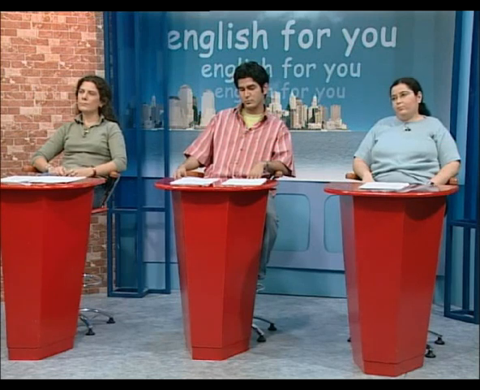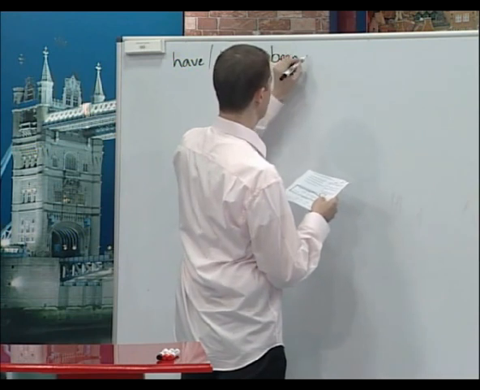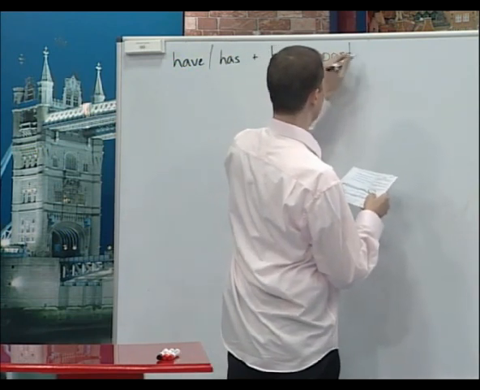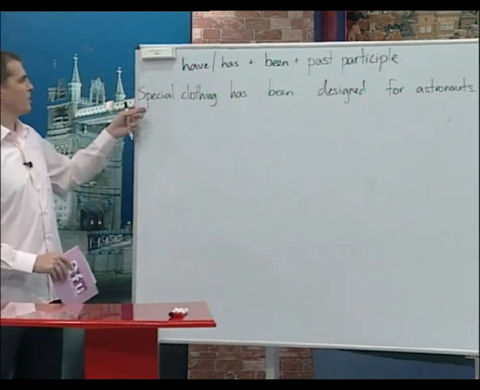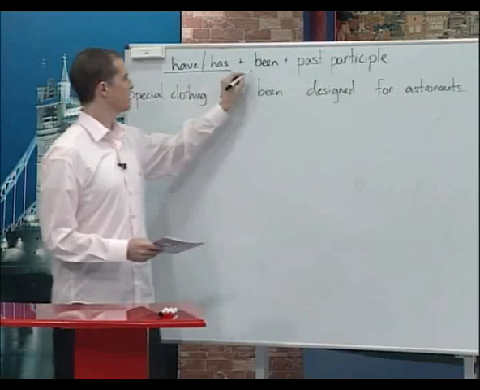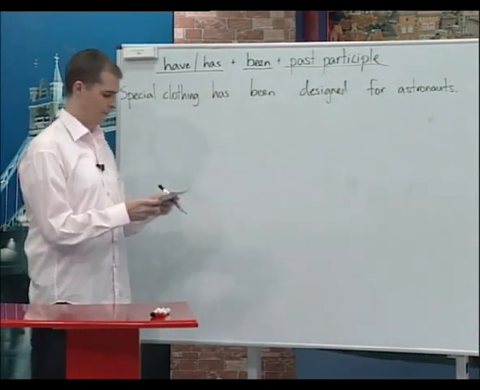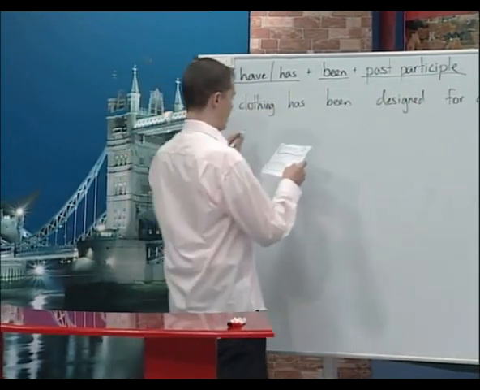To form the passive voice of the present perfect tense, we use have or has plus been plus past participle. So, for example, special clothing is our subject. Now that is has been designed for astronauts. Special clothing has been designed for astronauts. Have and has been past participle. Okay, to form the negative of the present perfect tense, we use have or has not.